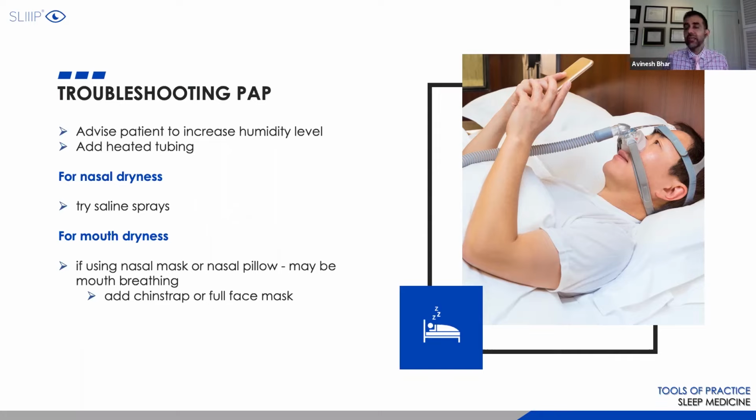A heated tubing. Most of the devices will come with a standard tubing, which is not heated, but some patients who live in parts of the country where the ambient temperature may fluctuate tremendously may find water logging in the mask itself, in the hose itself. And so in those cases, you may want to actually get those patients a heated tubing that maintains the humidification from the machine right up to the mask interface itself.